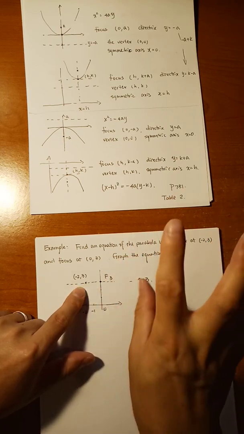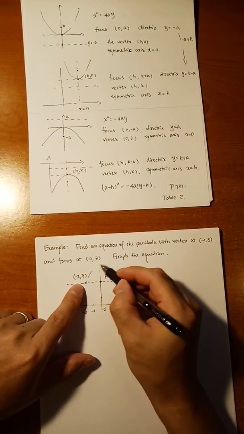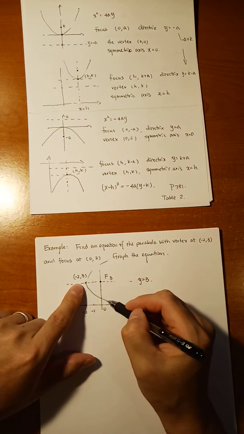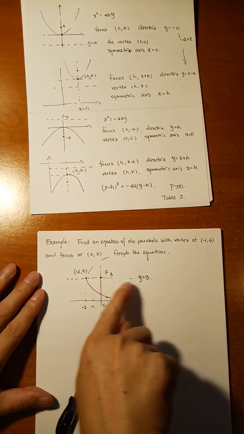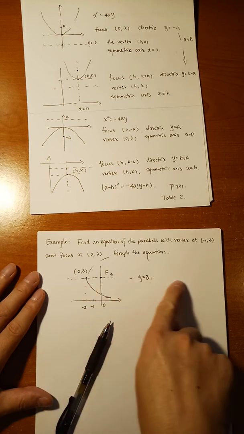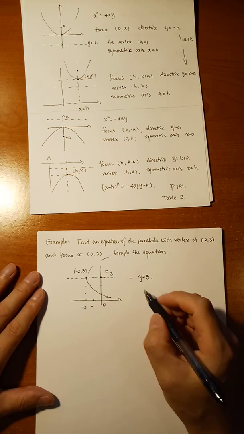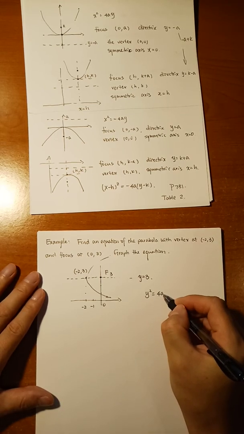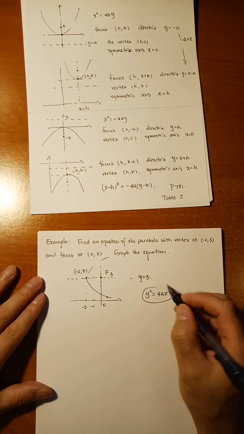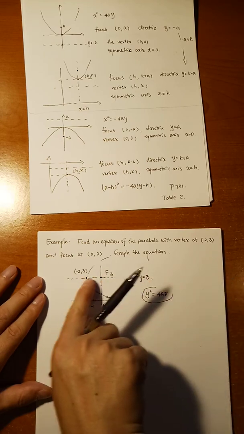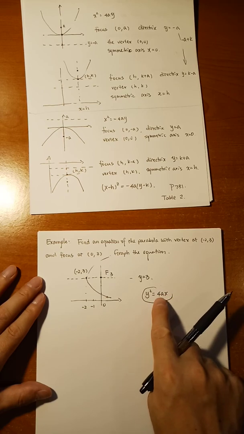Remember that the focus always gives us the opening. The focus is on the right side of the vertex, so it opens to the right, in the positive x direction. So eventually the equation will be y squared equals 4ax, because it is opening towards the positive x-axis.